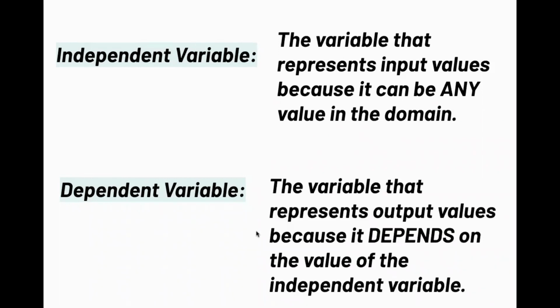As for your dependent variable, it's going to be the variable that represents the output values because it depends on the value of the independent variable. Again, the independent variable represents the input, whereas the dependent variable represents the output. You can plug in any number for your x value into your function. However, your y value is going to always depend on the independent variable, which again is your x value. So that's why we call the output values the dependent variable.